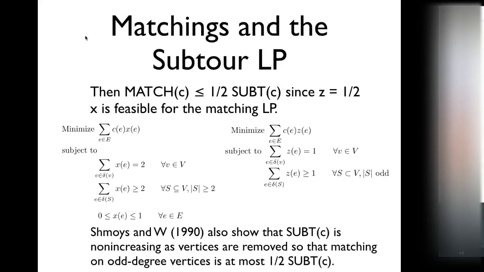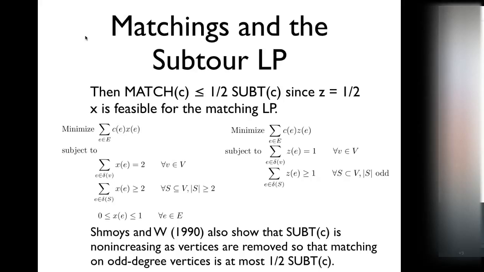The fact that the sum of the LP variables incident on any vertex is going to be equal to 1 follows because it's half of the sum of the LP variables incident on any vertex, which is equal to 2. And the fact that the sum of the LP variables across any odd cut is greater than or equal to 1 follows from the fact that the sum of the LP variables across any cut is greater than or equal to 2. Right, so if I take this solution, take half of it, it's feasible for this, so the cost of the matching here is going to be at most half the value of the Subtour LP.